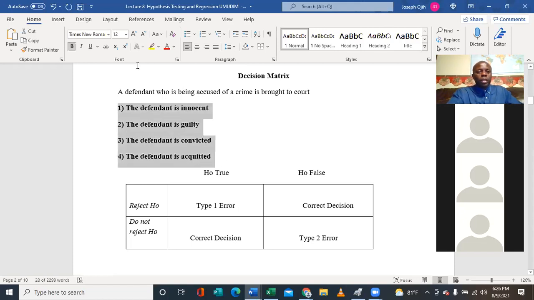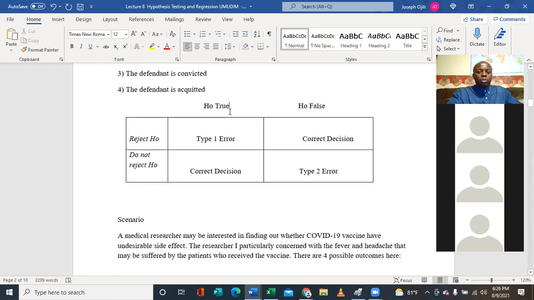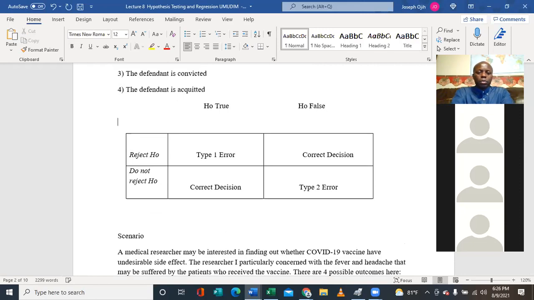So I want to choose to explain this type 1 type. So let's say that the H0 is that the defendant is innocent. And this is the H0 is true. H0 true, defendant is innocent. H0 false, defendant is guilty.